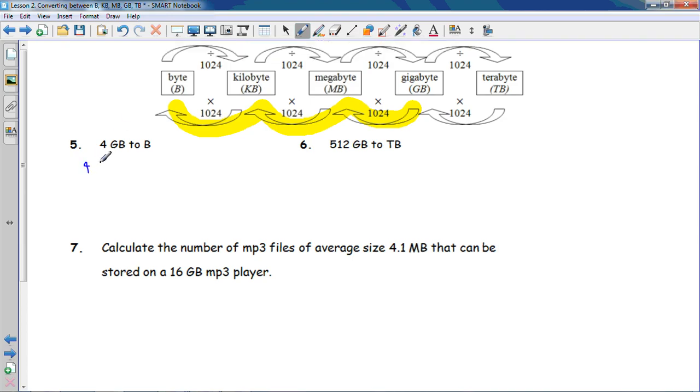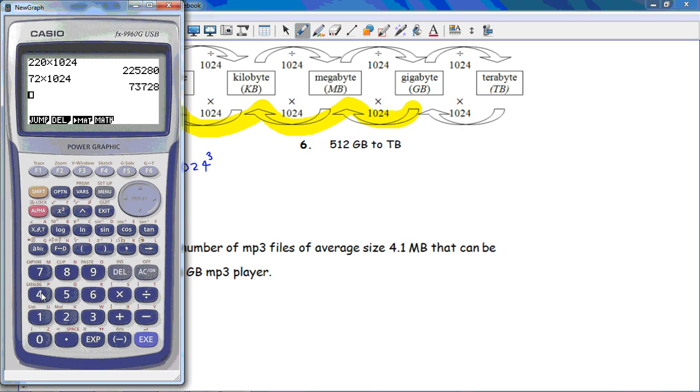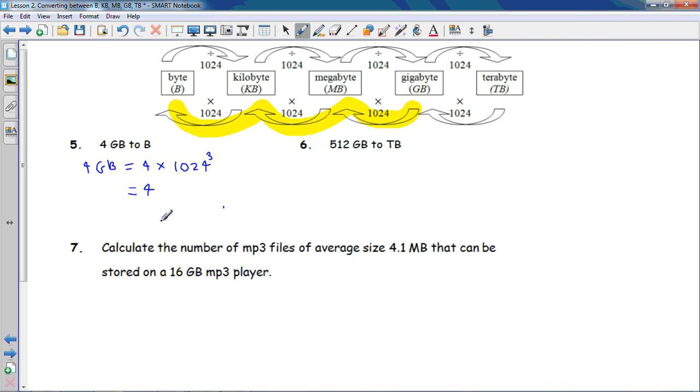We're going to go 4 gig equals how many bytes? We're going to do 4 times. Now I could write 1024 times 1024 like here, and times 1024. Or because I'm timesing 1024 3 times, I can just do that to the power of 3, saving us having to write all that out. On your calculator, it's the power button, to the power of 3. And you're going to get a very, very large number. So let's write that down. It's going to be 4 billion, 294,967,296 bytes.